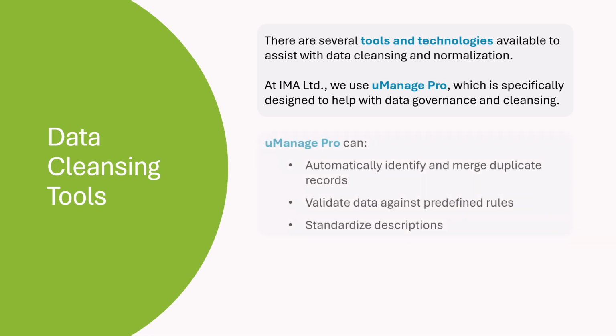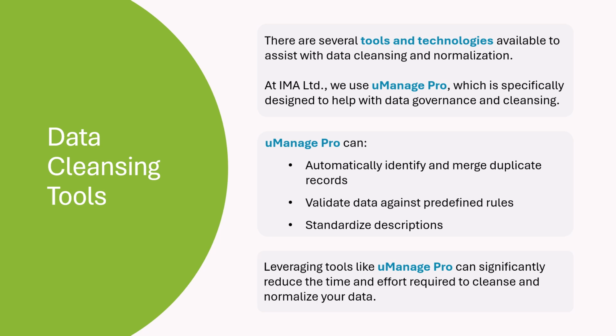For example, UManage Pro can automatically identify and merge duplicate records, validate data against predefined rules, and standardize descriptions. By leveraging tools like UManage Pro, you can significantly reduce the time and effort required to cleanse and normalize your data, while also improving its accuracy and consistency.